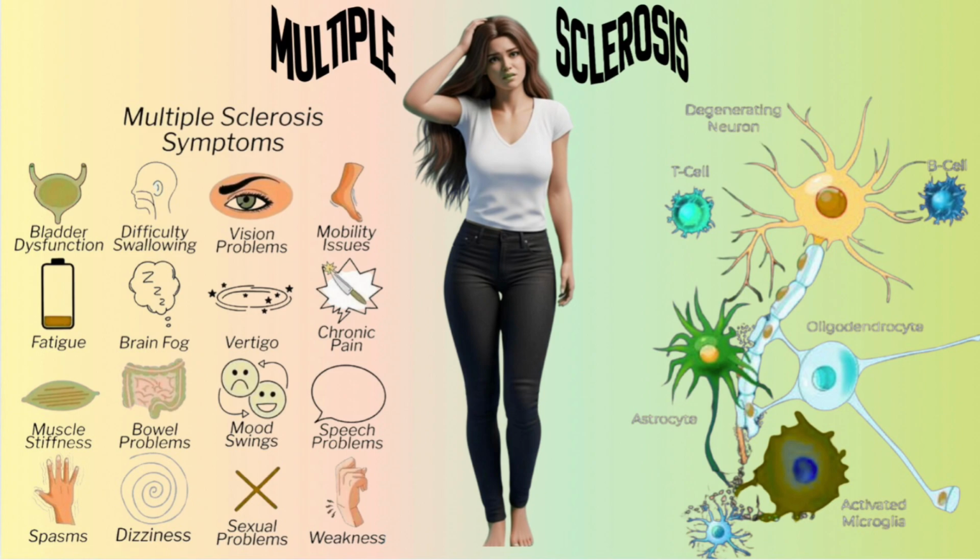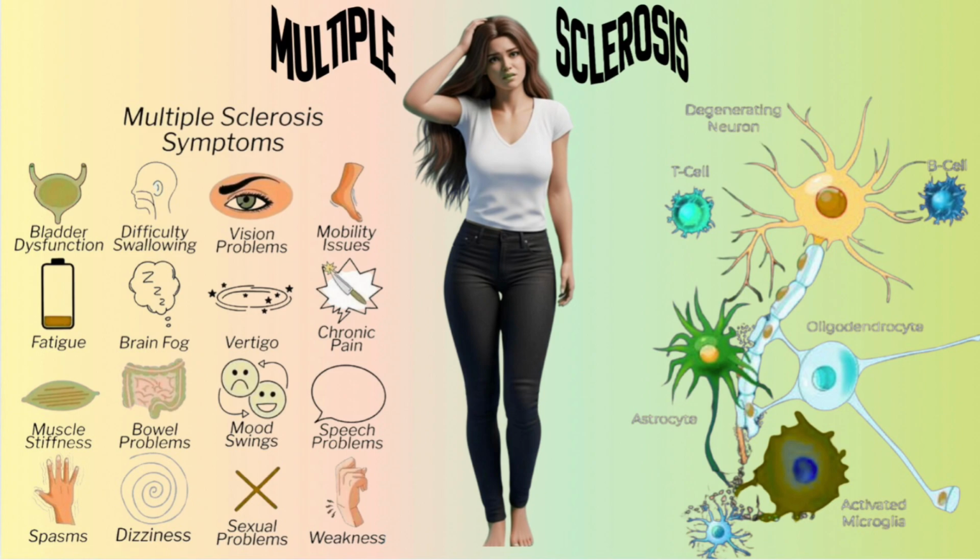Motor symptoms can include weakness, stiffness, spasms, balance problems, or even paralysis. Autonomic symptoms such as bladder, bowel, or sexual dysfunction can occur. Cognitive issues, difficulties with memory, attention, and processing speed, and mood changes like depression or anxiety are also common.